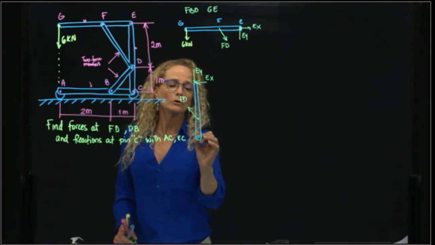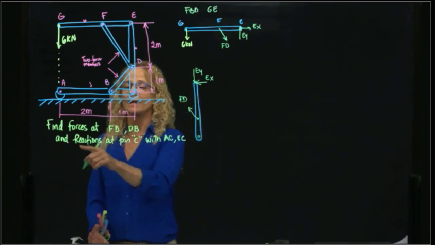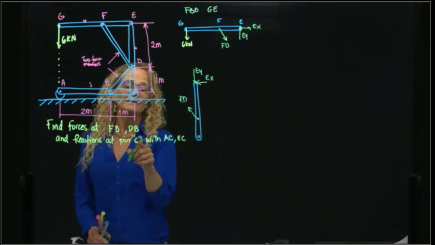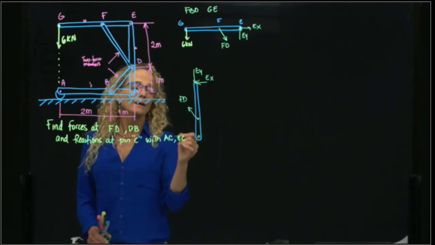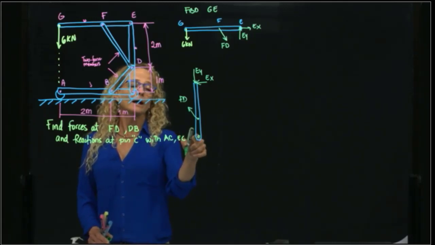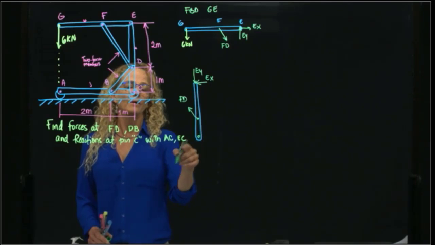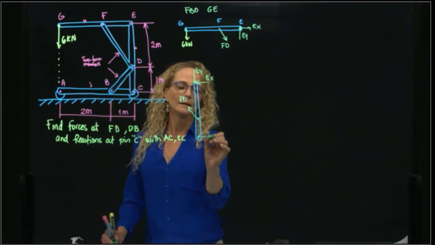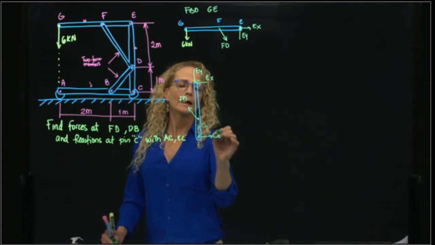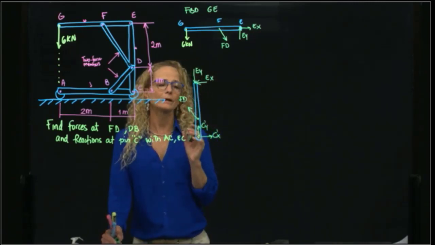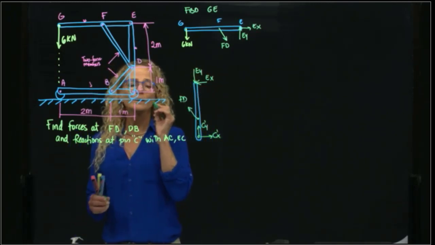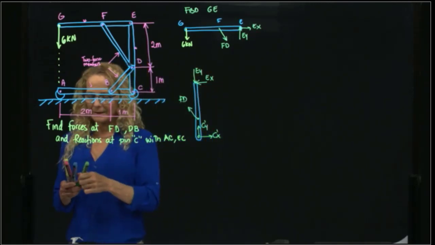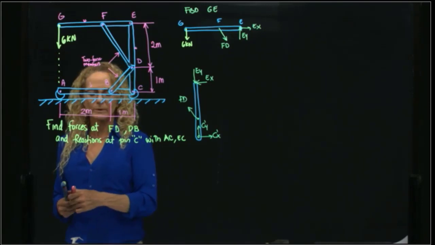And then, since they are asking me the reactions at the pin C, I will draw this without the pin, and the reactions that I will get here are the pin with the bar. So I will get here CX and CY. And I will make it very clear that those are internal reactions. So I'd like to make sure we understand where we are when we have a pin.